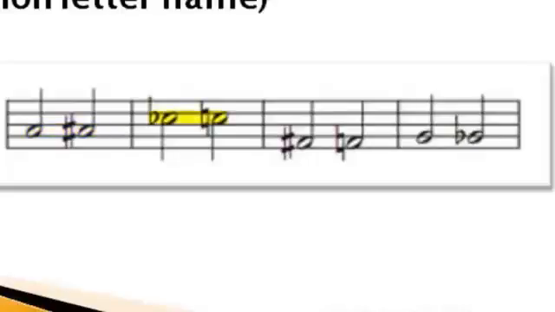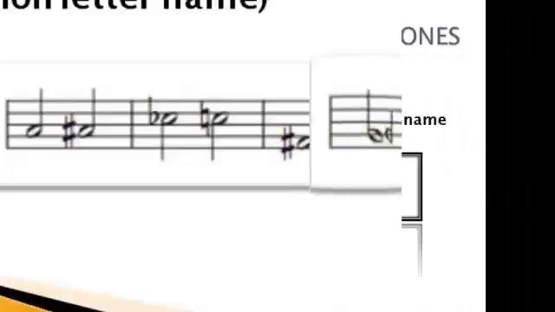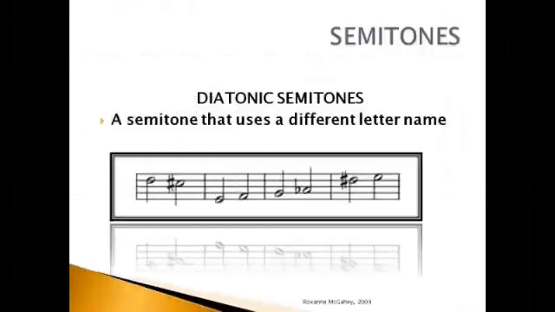The next example, again, if we assume we're in the treble clef, would be C flat to C natural. The next one would be F sharp to F natural and G to G flat. They all have the same letter name or a common letter name.